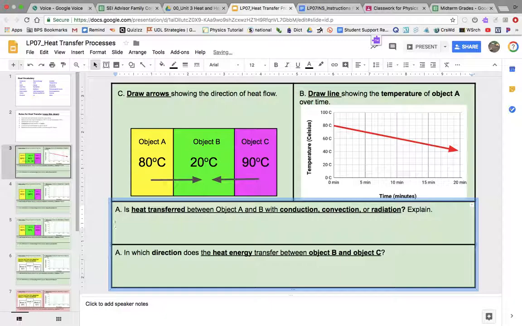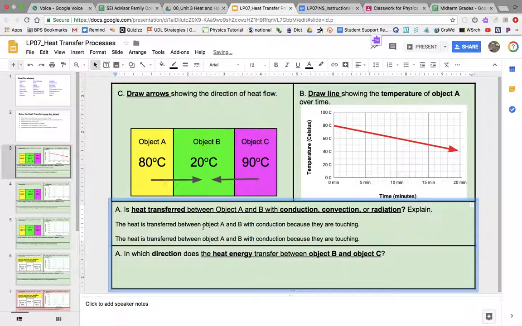So I'm going to use this form. The heat is transferred between object A and B with conduction because they are touching.